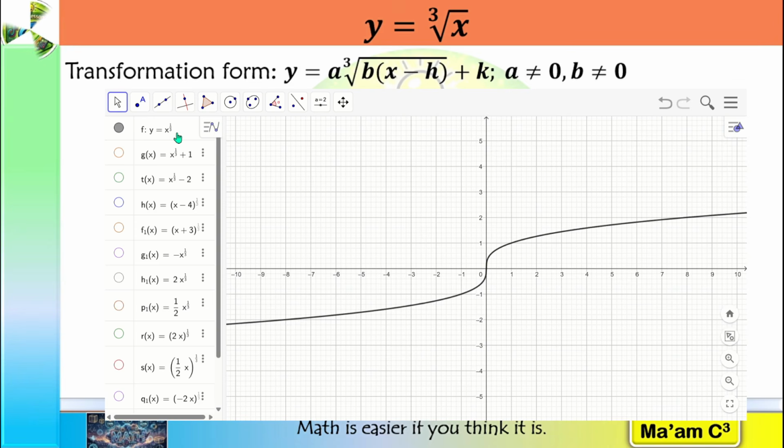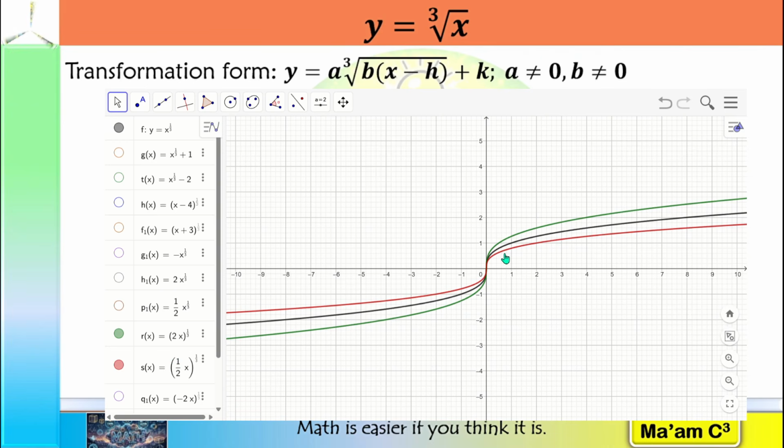Now, what if the cube root of x is changed to cube root of 2x? Look what will happen. So there will be horizontal compression. The original key point of (1, 1) is now at (1/2, 1). Just like what happened in square root of x. What if instead of 2, I made it 1/2? So cube root of 1/2 x. Look what happened. There is horizontal stretch. The key point (1, 1) of our mother function is now at (2, 1). So there was horizontal stretching.